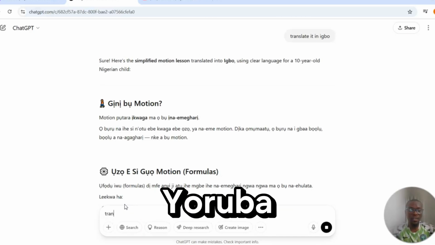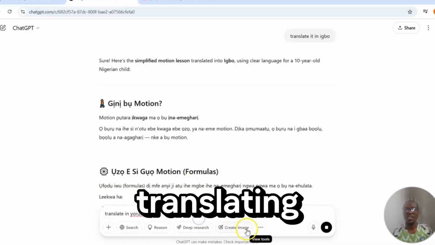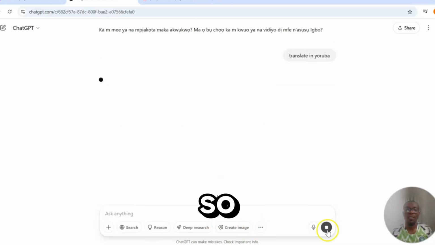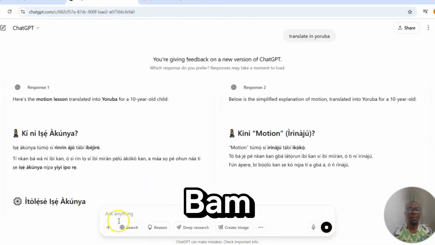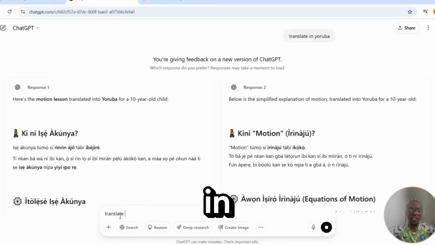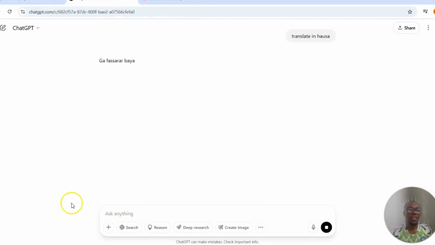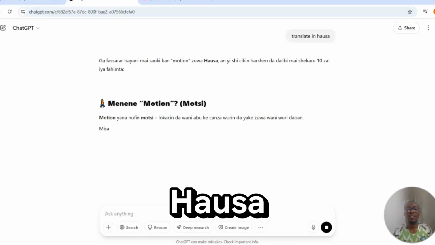Translating in Yoruba. Boom. Okay, still translating. So this is Yoruba. Bam. I can come up to say translate in Hausa. Boom. And then this is Hausa.